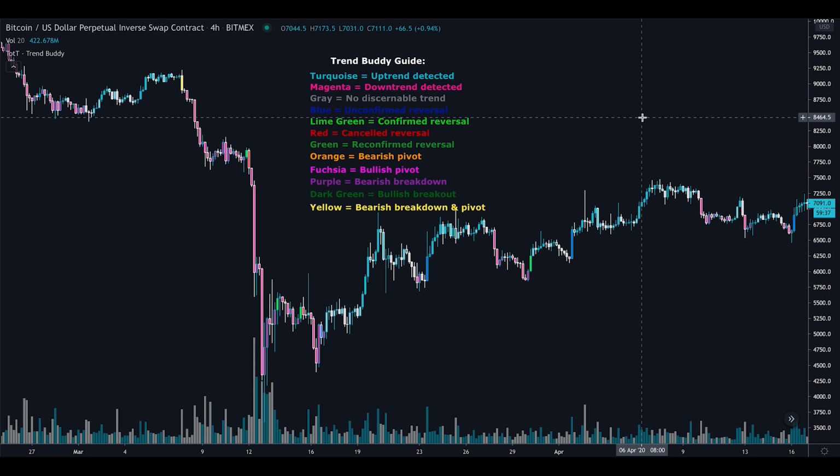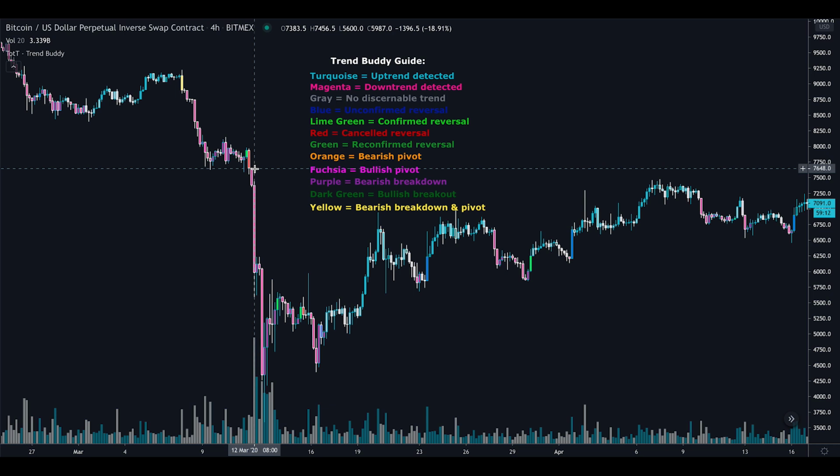Moving on. Not all confirmed reversals are going to be 100%, right? Well, the Trend Buddy does its best to try to alert you to that with a red colored candle, which is a canceled reversal. So right here, we have a green confirmed reversal. Hey, let's look for a long. And what happens next? A red bearish engulfing candle. That's a canceled reversal. Never mind that. The trend needs more time if it's going to reverse to the upside.